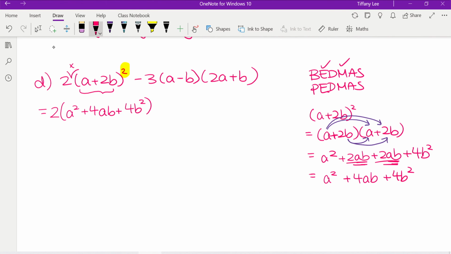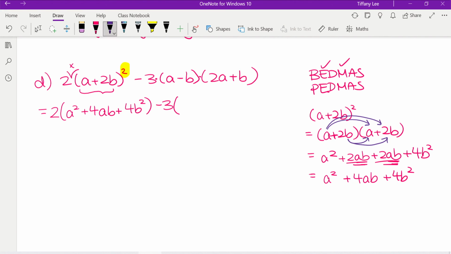All right, here we have negative 3 times (a minus b) times (2a plus b). Here, it's up to you. Because they're all multiplying one another, you can start expanding this first term here, or you can leave the negative 3 first and then multiply this in. It's up to you, because at the end, you have to multiply all of them together anyways. I want to leave the negative 3 alone first. I'm going to multiply these two factors first.